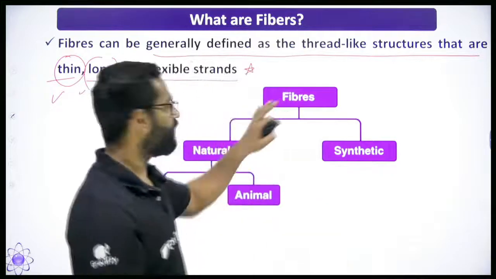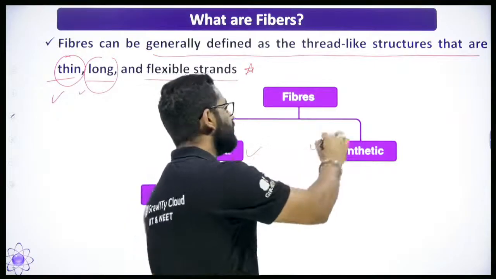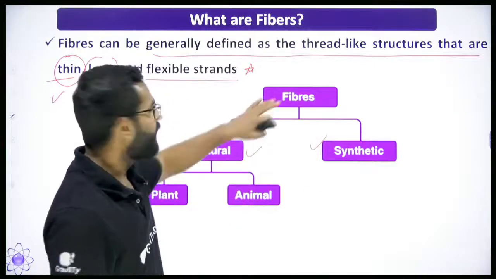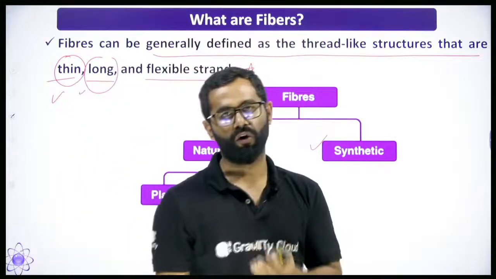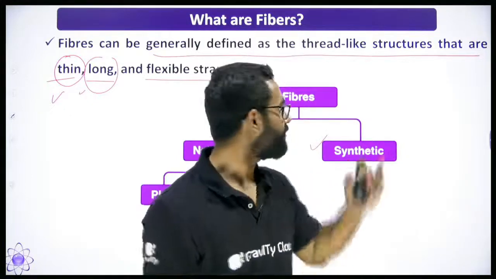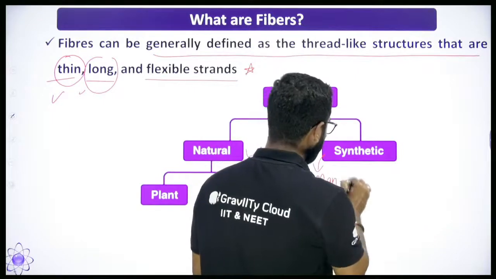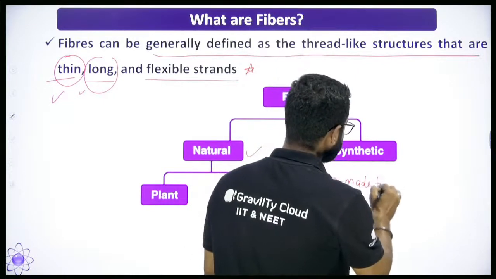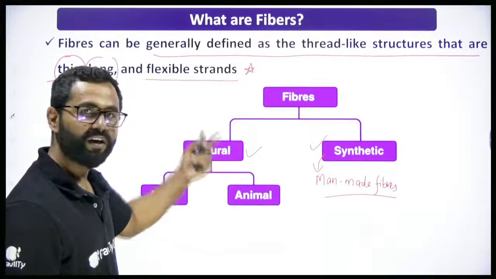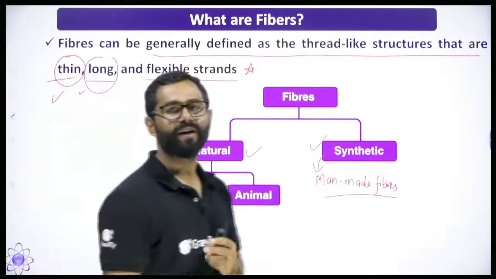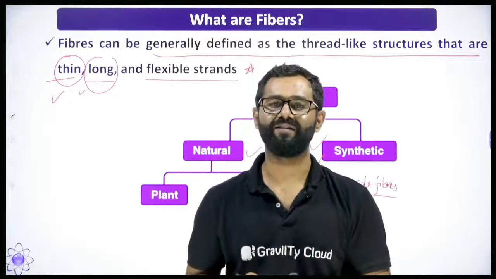So fibers are classified into different categories. First category is the natural fibers and second category is the synthetic fibers, right? We can obtain fibers from nature or we can produce fibers on our own. When we produce fibers ourselves, these are called synthetic fibers, also called man-made fibers. Now if I have to see the natural fibers, they are of two types. From nature, we can get the fibers from two resources. First is the animals, second is the plants, right?